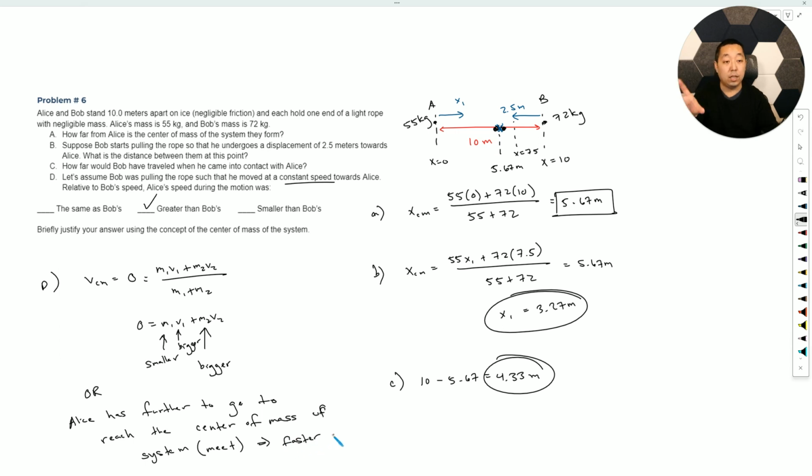There are two ways to think about it: in terms of the velocity of the center of mass and the corresponding velocity of each object, or the fact that Alice has to travel further to the center of mass in the same amount of time, because they're going to come together, and the center of mass is not moving. The point in between them that we call the center of mass is not moving, so when they come together, they meet at the center of mass at the exact same time.